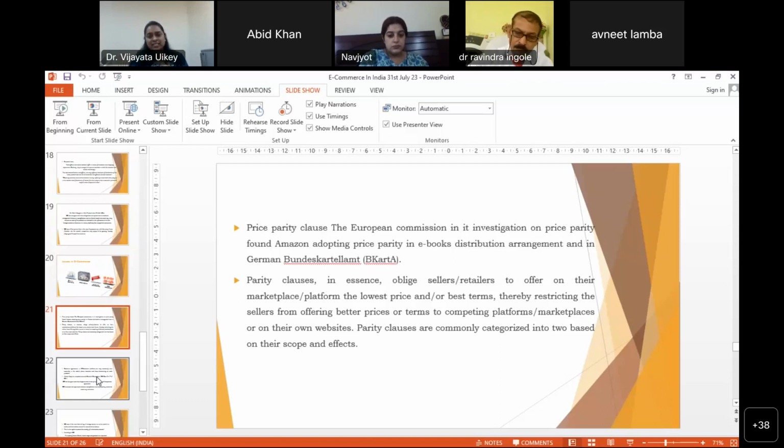Parity clauses in essence oblige the seller or retailer to offer on their market or the platform the lowest price and or at the best terms, and thereby restrict the seller from offering the better price or better terms to the competing platforms or the marketplaces or on their own websites. So parity clauses are commonly categorized based on their scope and their effects.